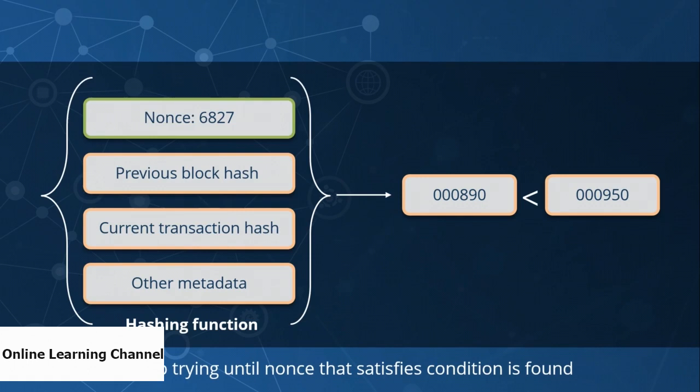In the next clip, we will take a look at what exactly happens when one of the miners in the network becomes the first to find the proof of work nonce for its own block.